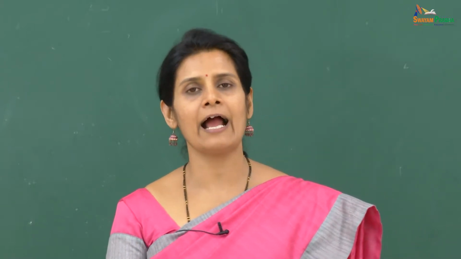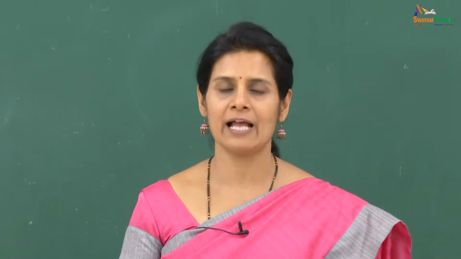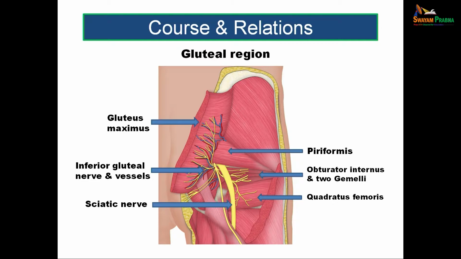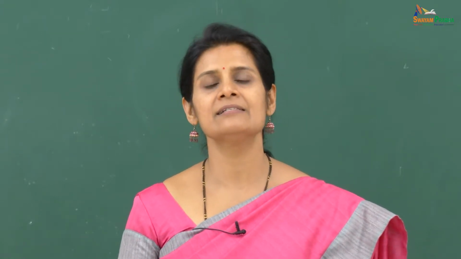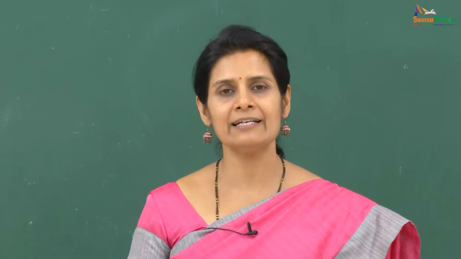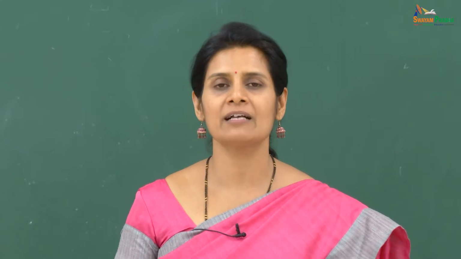Now, let us look at the course and relations of sciatic nerve. I told you already sacral plexus is within the pelvis and this is a branch of sacral plexus. It is almost the terminal branch of sacral plexus. So, as it emerges, it is deep to the pelvic fascia, superficial to the piriformis. So, it comes out of the pelvis through the greater sciatic notch, which has the piriformis coming out of it.